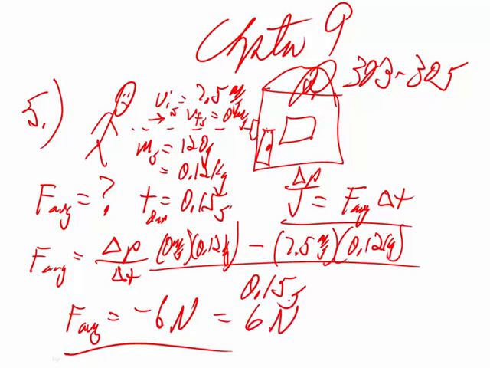I overlooked that. Magnitude of the average force on the wall if the duration of the collision is 0.15 seconds, okay? All right, and that's what it would be, 6 newtons, because it did ask for magnitude, okay? All right, hopefully that makes sense.